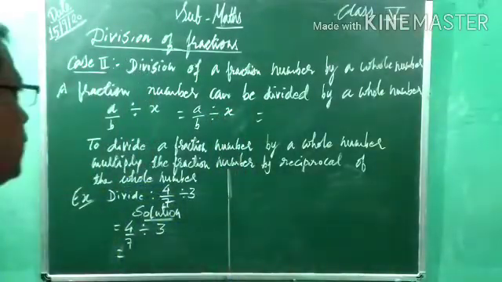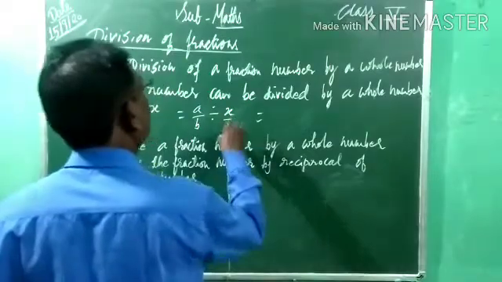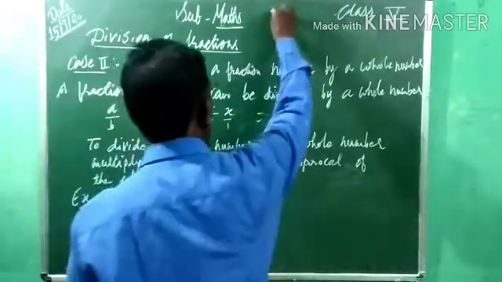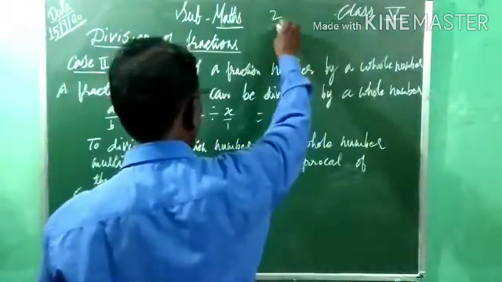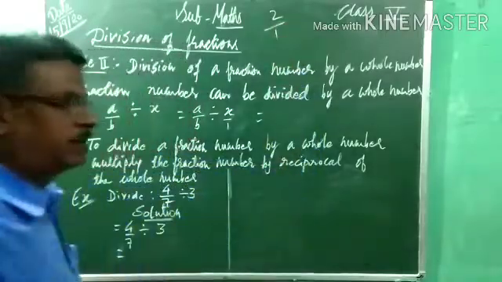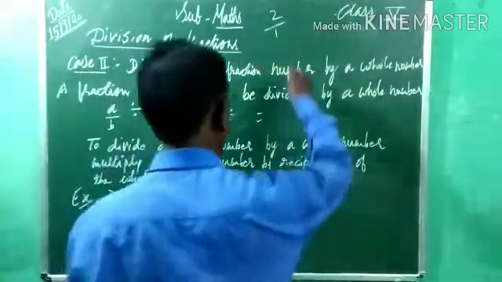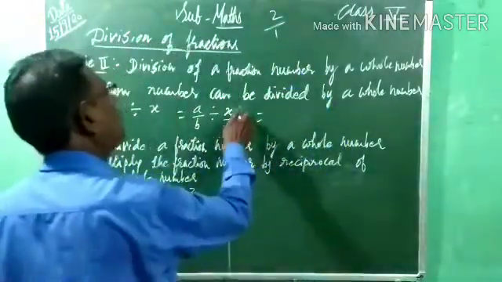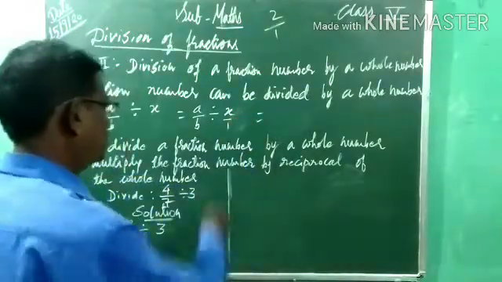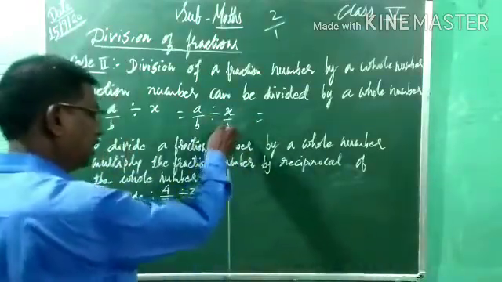Below x nothing means you have to take what? 1. Nothing means every number has, suppose 2 is given, below it the denominator should always be 1. So we have taken below x, this whole number, this is x, means whole number. I have to write 1 here.